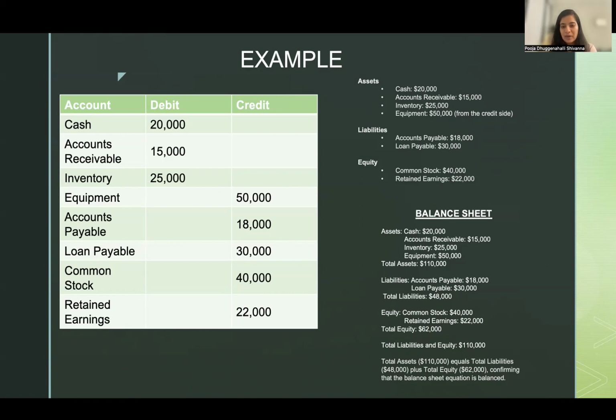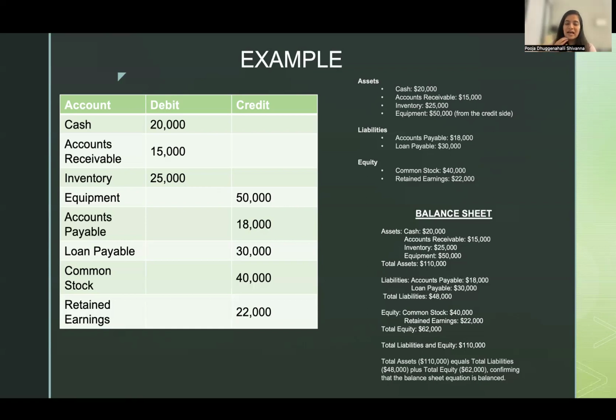Coming to preparing the balance sheet, the assets are cash 20,000, accounts receivable 15,000, inventory 25,000, and equipment 50,000. The total assets come up to $110,000. The liabilities are accounts payable, 18,000, and loan payable, 30,000, which comes up to a total liability of 48,000. Coming to equity, it is common stock of 40,000 and retained earnings of 22,000. So the total equity comes up to 62,000. So the total of liabilities and equity is 110,000.